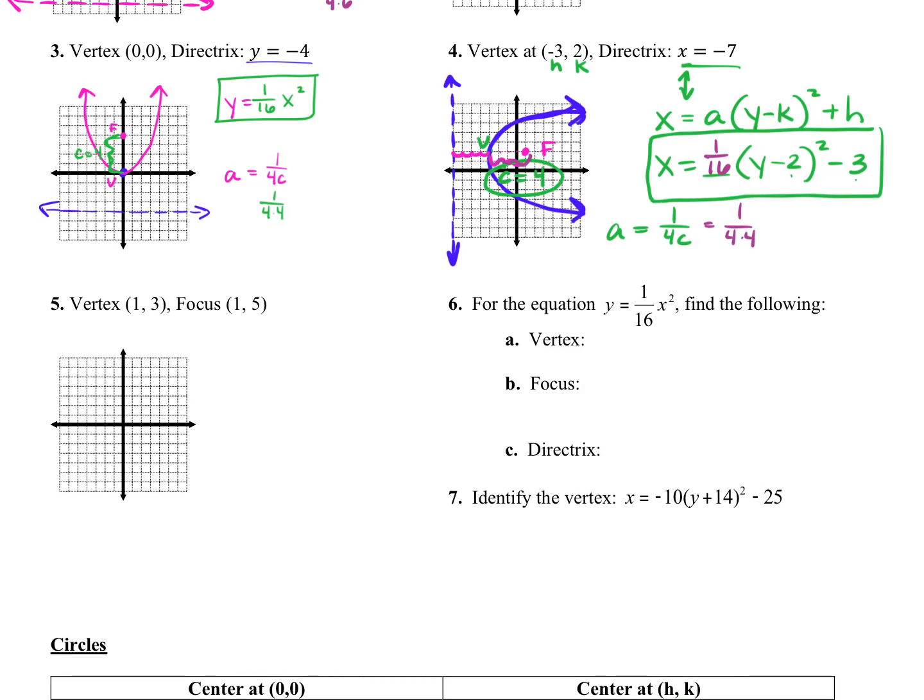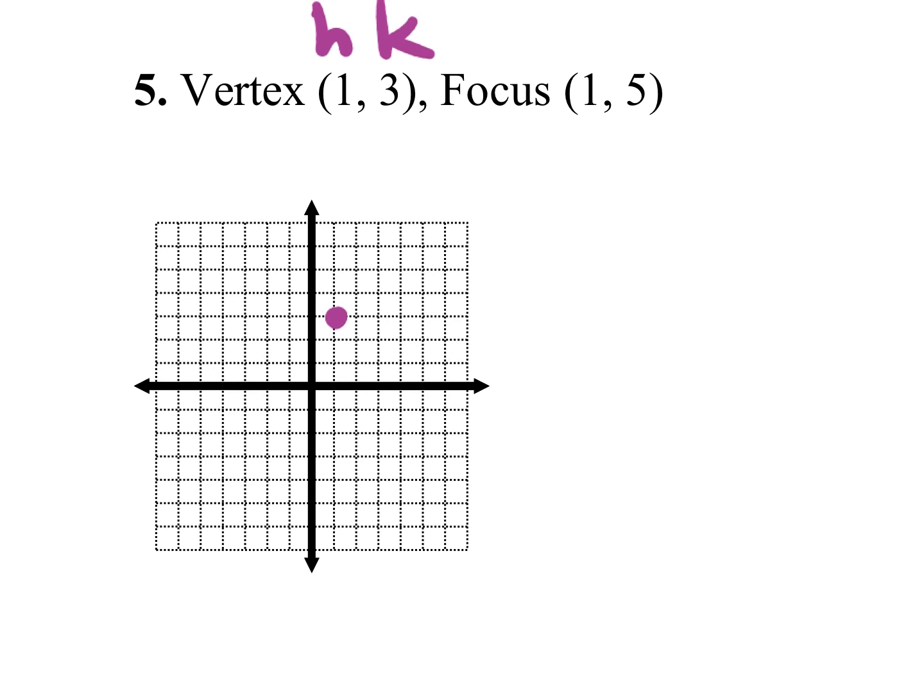So this one gives you a different vertex again. So this is going to be your H and K. 1, 1, 2, 3. And then your focus is at 1, 5. Okay, so here's focus, here's vertex. Where does that open? Up. It's going to wrap around the focus. Your directrix would be down here, right?